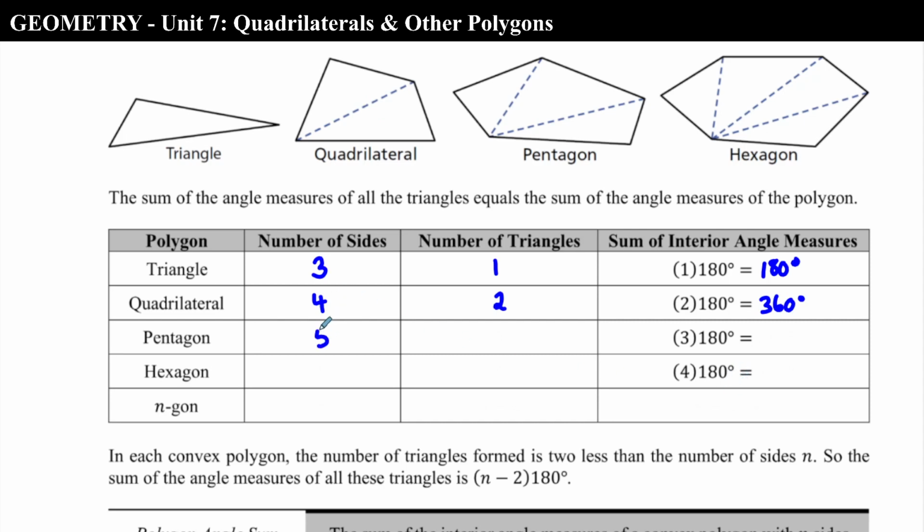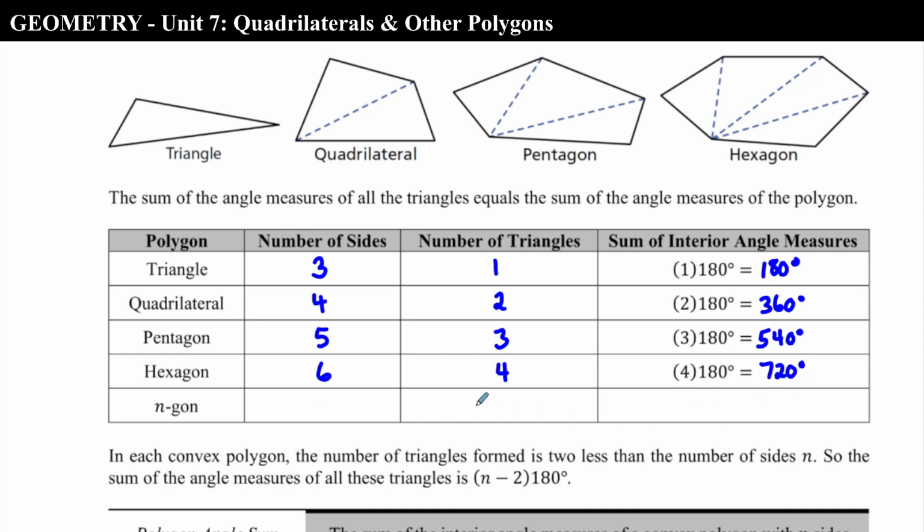In a pentagon, we have 5 sides, 3 triangles. 3 times 180 gives us 540 degrees. So all the angles of a pentagon add up to 540. In a hexagon, we have 6 sides. That splits us into 4 triangles. And so we end up with 720 degrees.